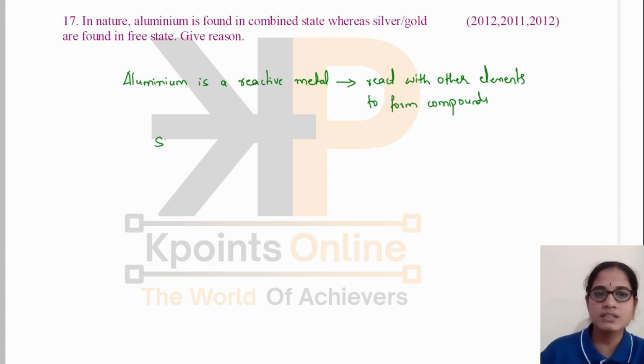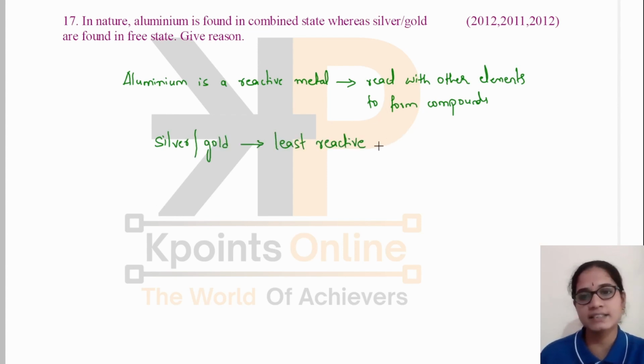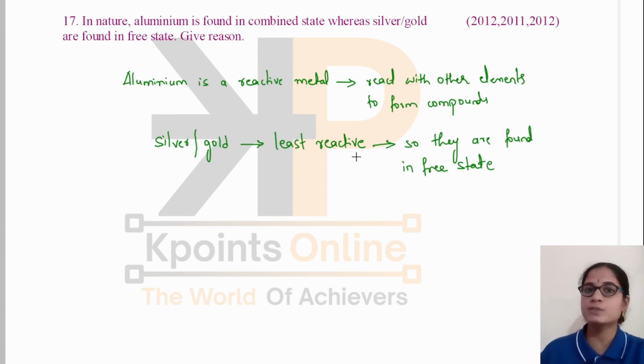Whereas gold or silver, they are least reactive metals. As they are least reactive, they are found in the free state. They are not present in the combined form. You can also observe it from the reactivity series where silver and gold are placed very low in the series, whereas aluminium comes at the top of the series, because of which it is always found in the combined form as it is a reactive element.